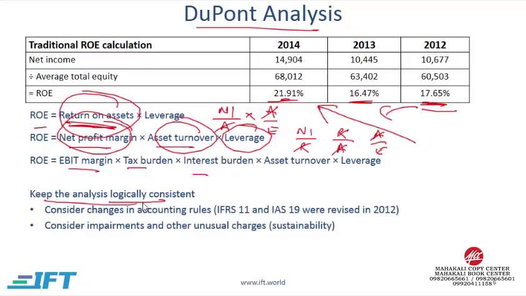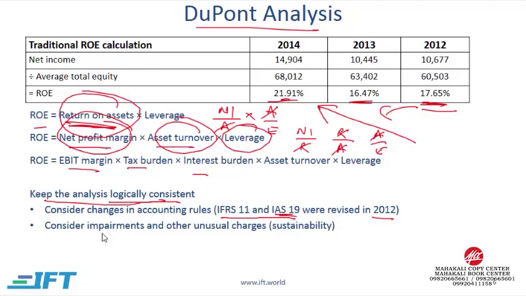So we want to keep the analysis logically consistent. What does this mean? When we look at the financial statements over the last several years, we realize that certain accounting rules kicked in or were changed in 2012. If we are looking at numbers from 2011, these are based on earlier versions of these accounting rules. So what do we need to do? We need to go to the 2011 numbers and adjust them based on the new rules so that we have an apples to apples comparison.